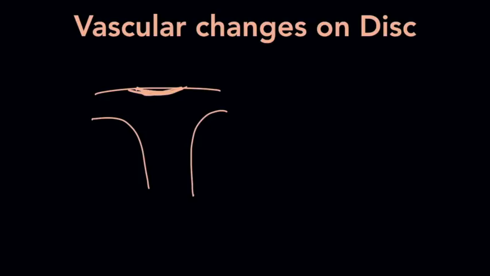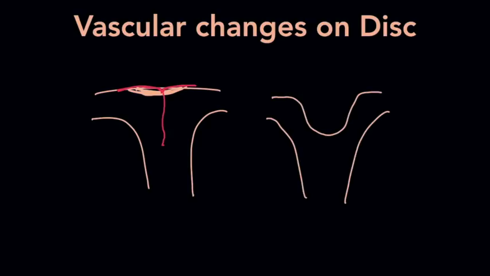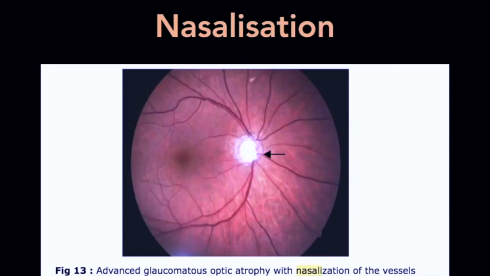So you have a depression here. Whenever the blood vessels come out, they lie in this area. But when there is cupping here, say an excavated, large cup because of glaucomatous damage, the same vessels find it very difficult. So they have to go along the slope, along the border, and reach up to the retinal nerve fiber layer. This is the reason why we see vascular changes on the disc. We'll see what they are one by one.